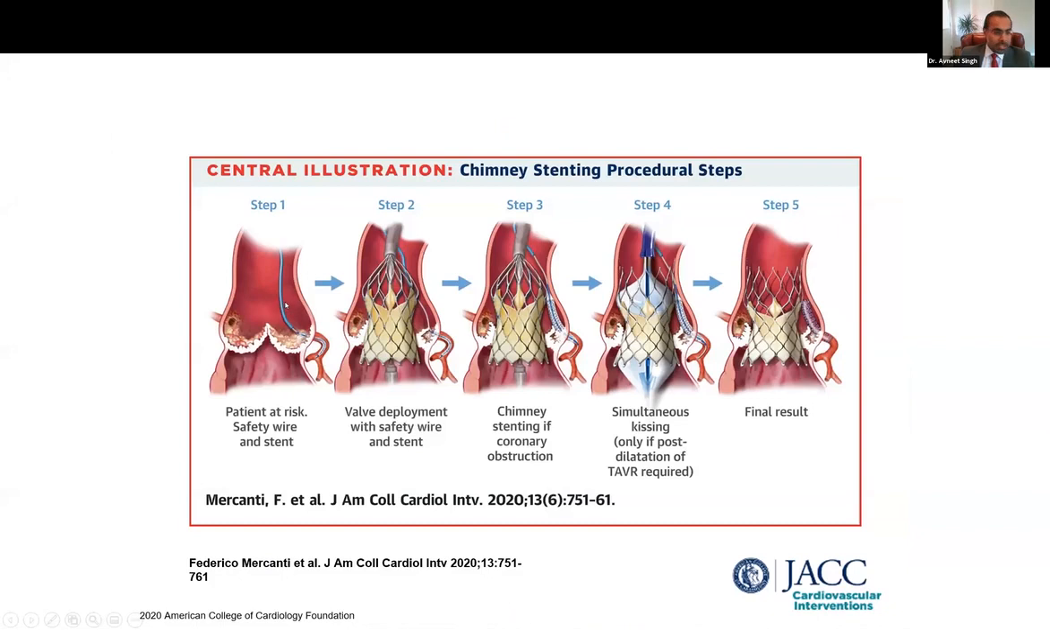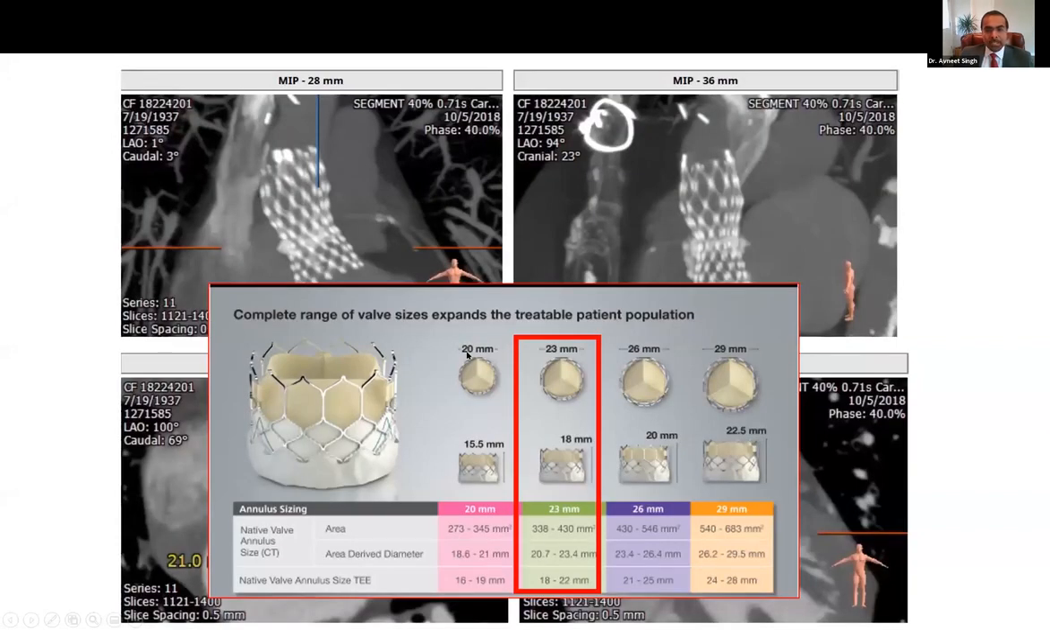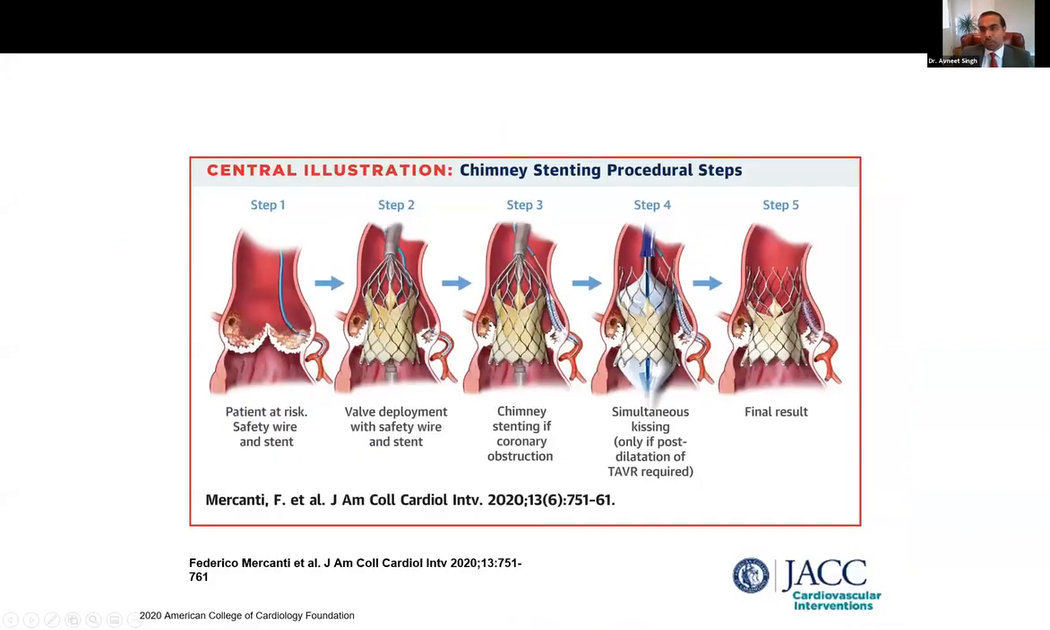Because the coronary heights were low, we decided that we would have to protect the coronary arteries in this case, and we adopted the chimney technique. The technique is relatively straightforward. You have a guiding catheter, you wire the coronary arteries, you have a stent parked in the coronary artery, usually the LAD, and then you position your valve.